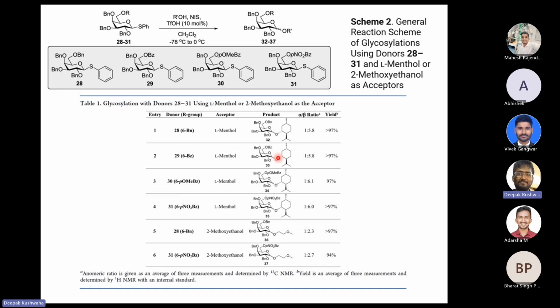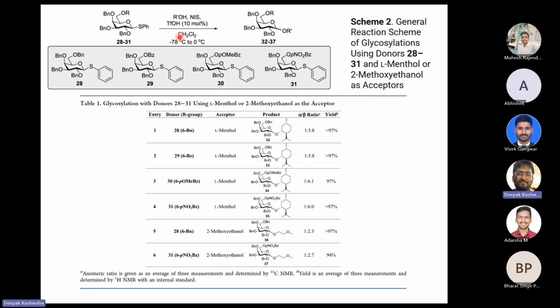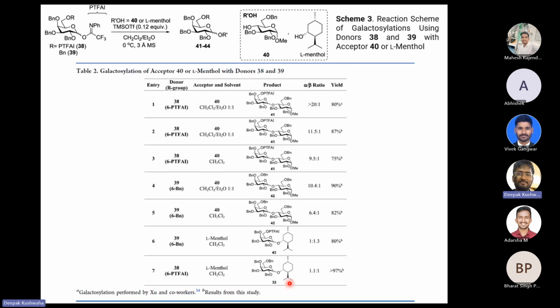Yes. So they start from the C6 position, because in the case of glucose, after changing the C6 protecting group, they got the result that when they put the para-nitro group at the C6 position, they got the maximum alpha to beta ratio. But the same thing is not happening in the case of galactose. This table shows that in galactose, C6 has no role. So they are moving to C4.